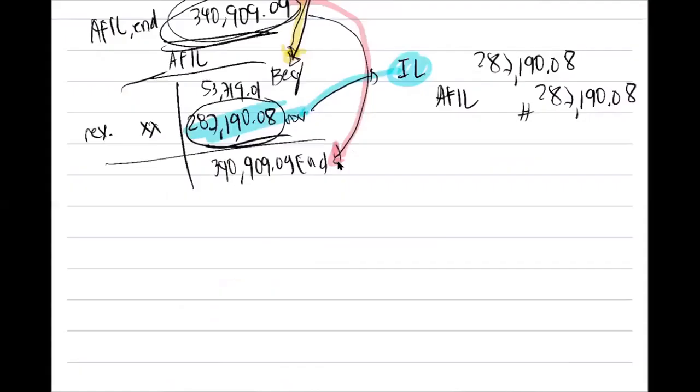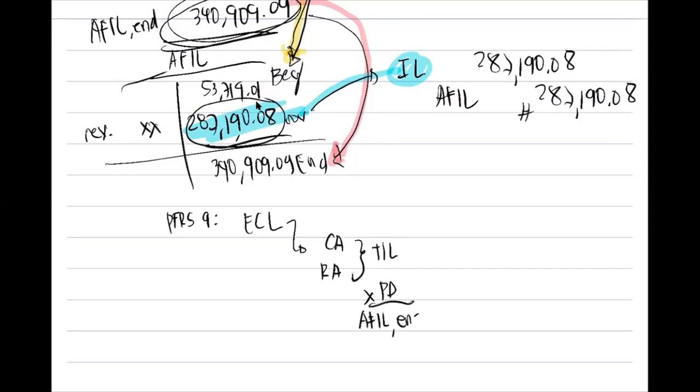So let's recap. Under PFRS 9, what is the difference as to PAS 39? In PFRS 9, we use the ECL model. Under the ECL model, we first get the carrying amount and the recoverable amount. The difference is known as the total impairment loss. However, since this is ECL, we use a probability of default as the weight. So total impairment loss times probability of default will give you the allowance for impairment loss ending.